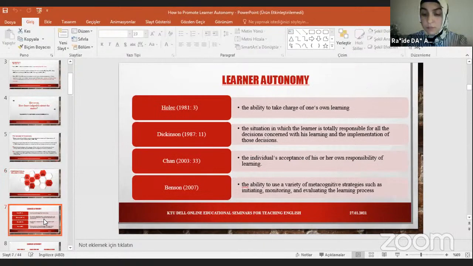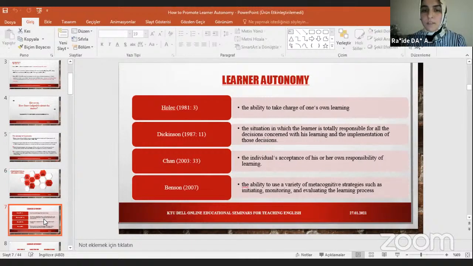So what is learner autonomy? Within time, we have had different conceptualizations. At the very beginning, the premier leading figure of this issue stated that it is the ability to take charge of one's own learning. Another researcher defined it as the situation in which the learner is totally responsible for all decisions concerned with his learning and the implementation of those decisions. So the ability is the acceptance of his or her own responsibility.